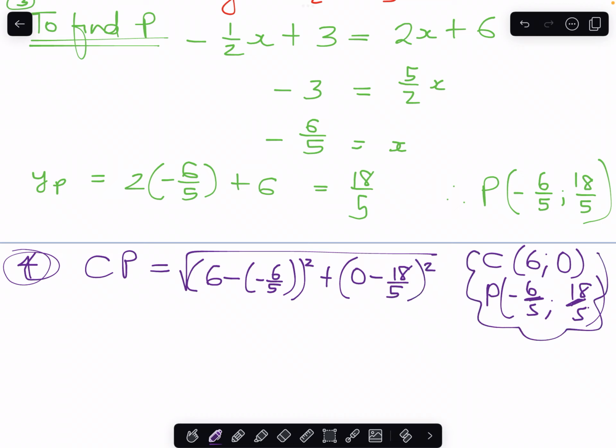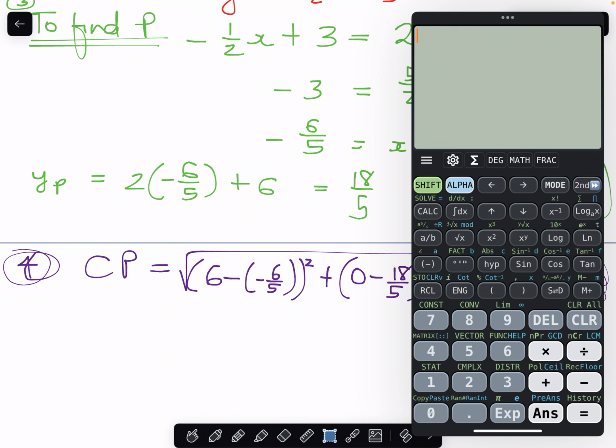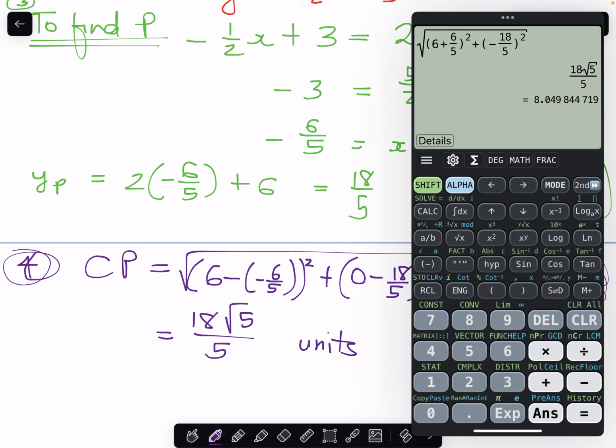Okay, that is definitely going to the calculator. Okay, right, calculator, come through, do your thing. So that is 6 plus 6 over 5. Okay, oopsie, that is outside our surd. Right, and this one is minus 18 over 5. Oh, squared. So that is, I'll just keep it in surd form, 18 root 5 over 5. Okay, so that is the length of CP.